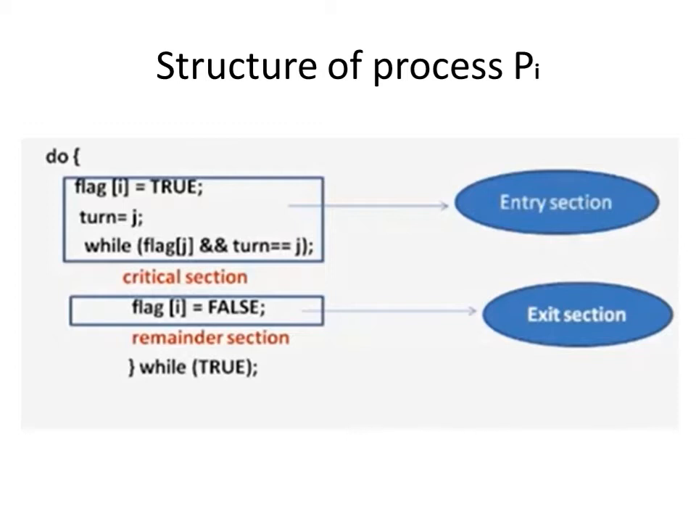Next, flag of i is set to true. It says that the process Pi is interested to enter the critical section. Next, turn equal to j, that means Pi is giving a chance to Pj to enter the critical section. Turn indicates whose turn it is to execute the critical section code. And the next one is the while statement: while flag of j and turn equal to j.